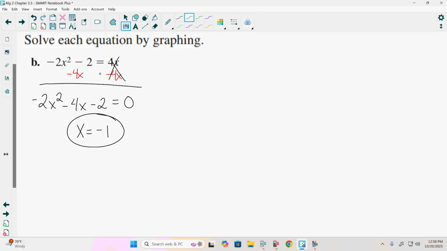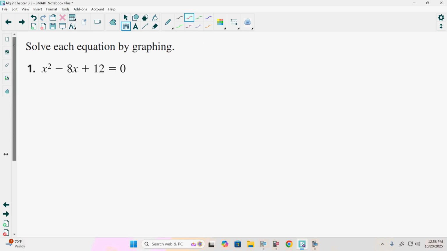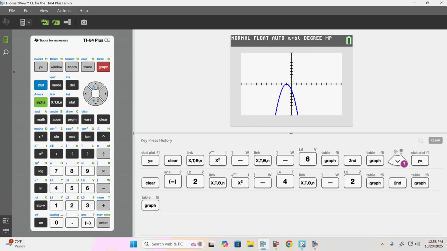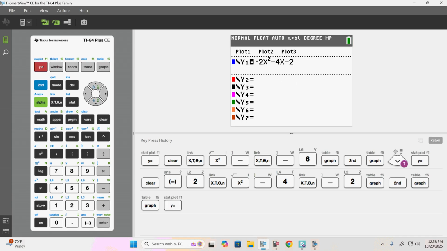Questions on this here? So this next one here, we have x squared minus 8x plus 12. Is the equation equal to 0? Yes. Since the equation is equal to 0, we can grab the graphing calculator and say y equals.